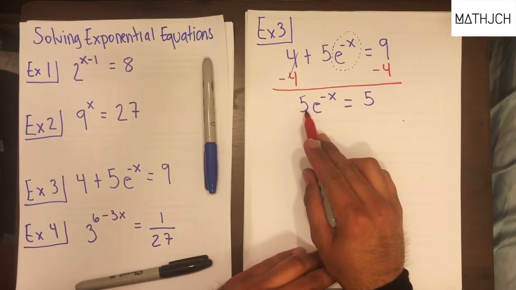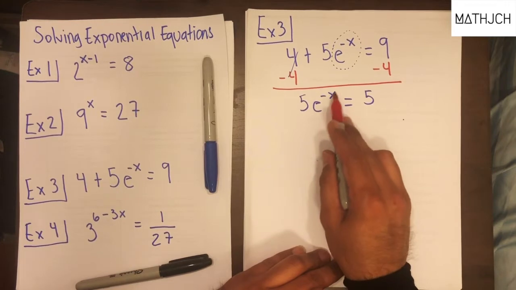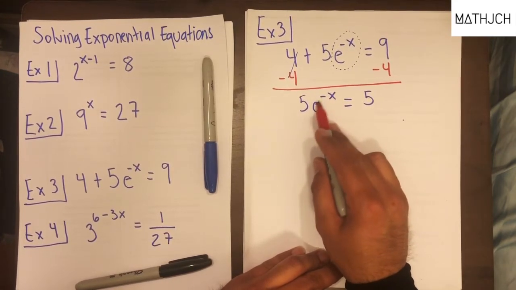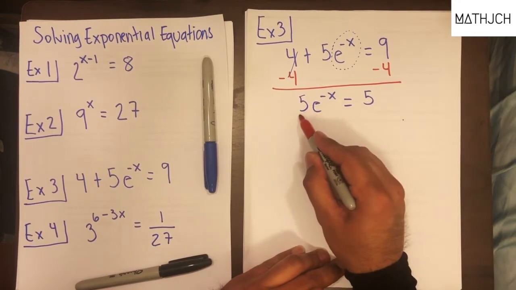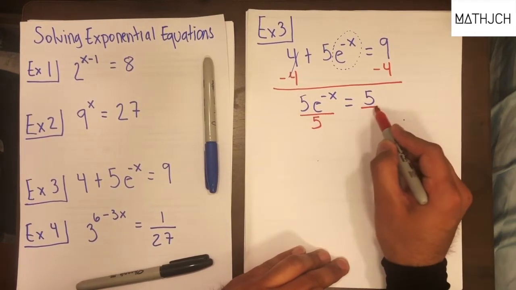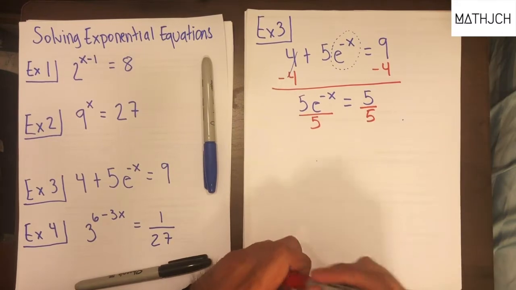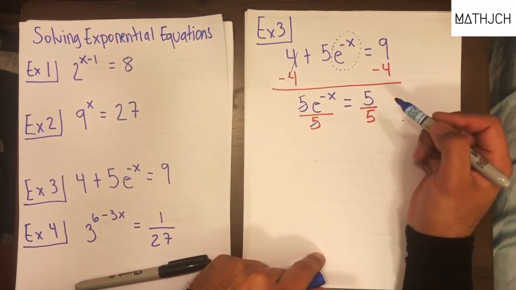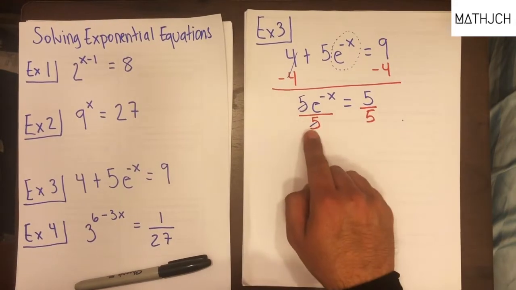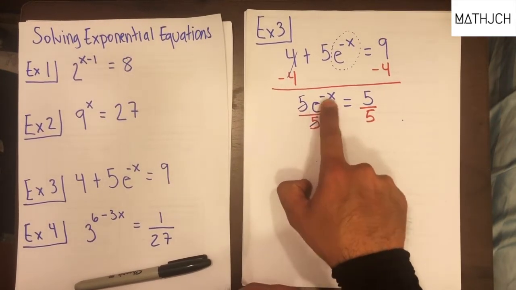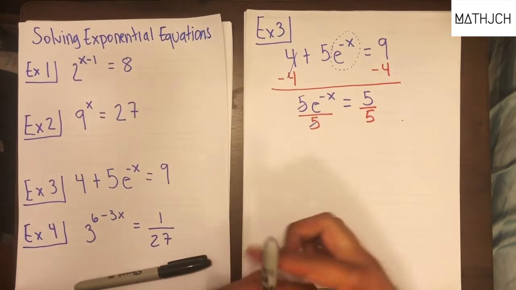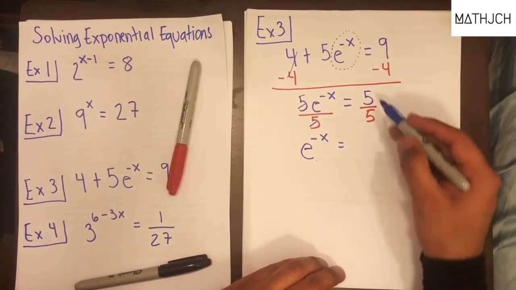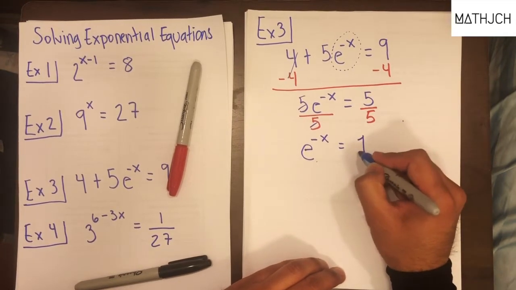Let's first get rid of this 5 that is multiplying the term of e with negative x as an exponent, okay? So 5 is multiplying, so if we divide both sides, we're going to get rid of this 5 here and this 5 here. Or we could say 5 divided by 5 equals 1, and then we are just left with e negative x. So on the left side, we are left with e to the power of negative x equals 5 divided by 5, that gives us 1.